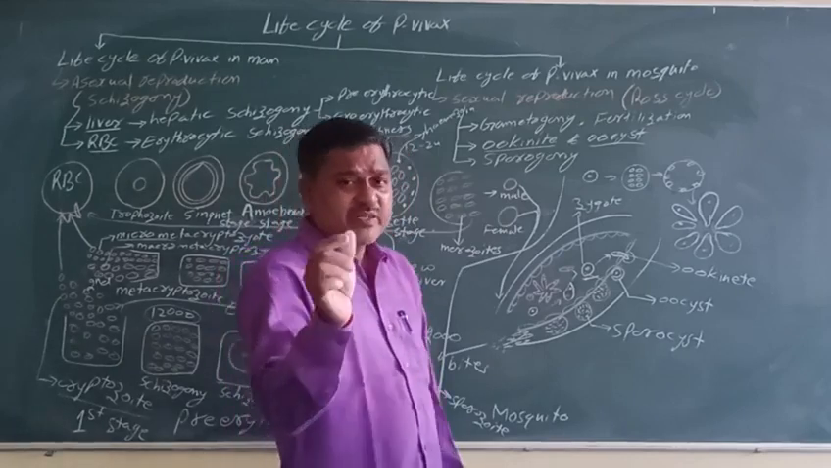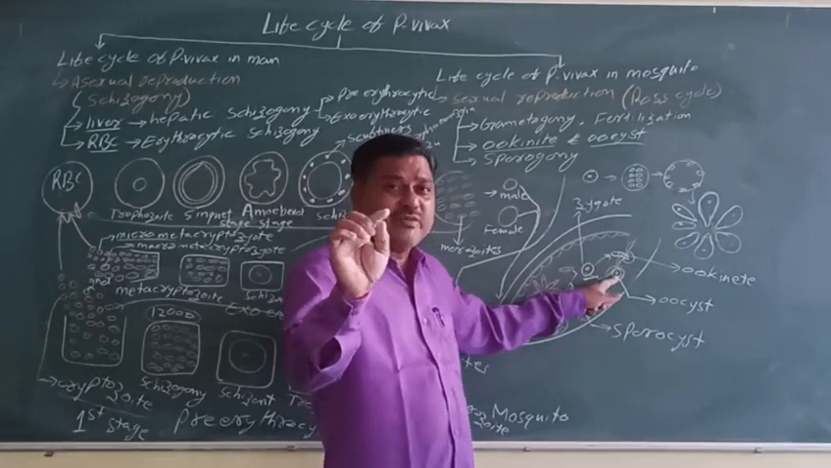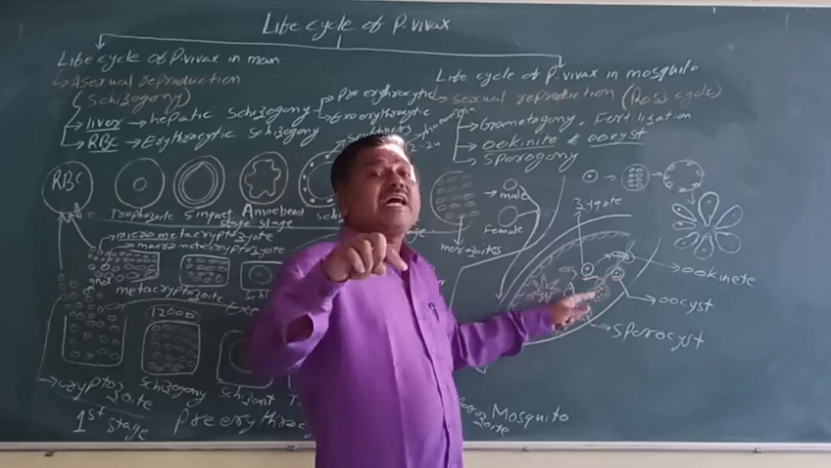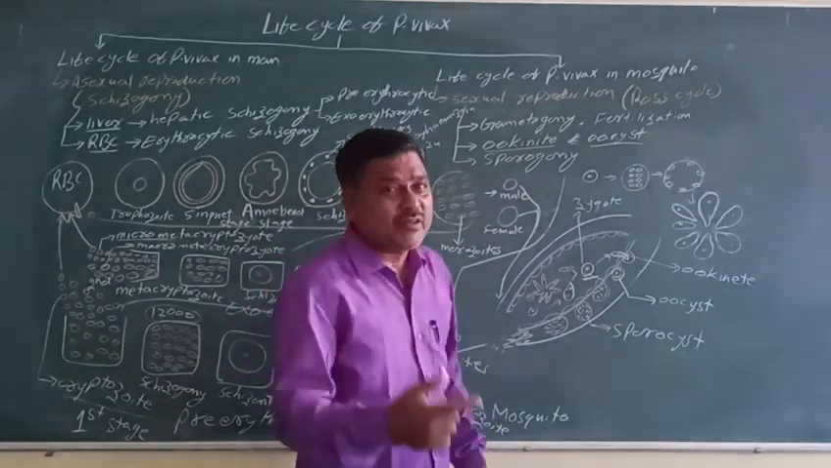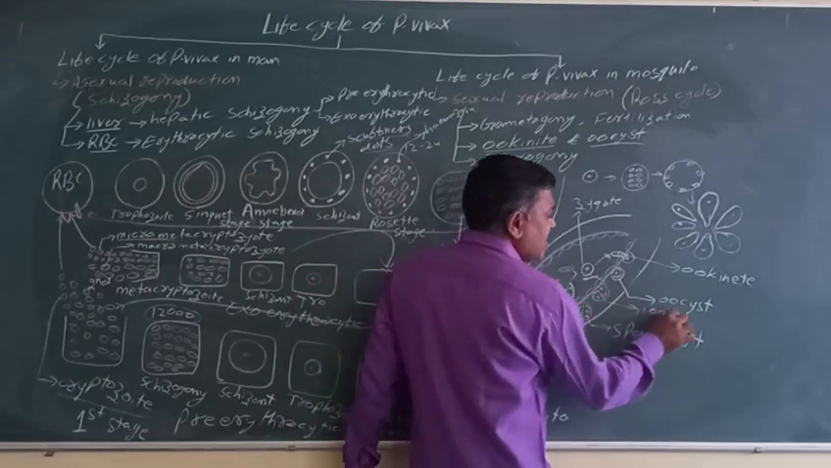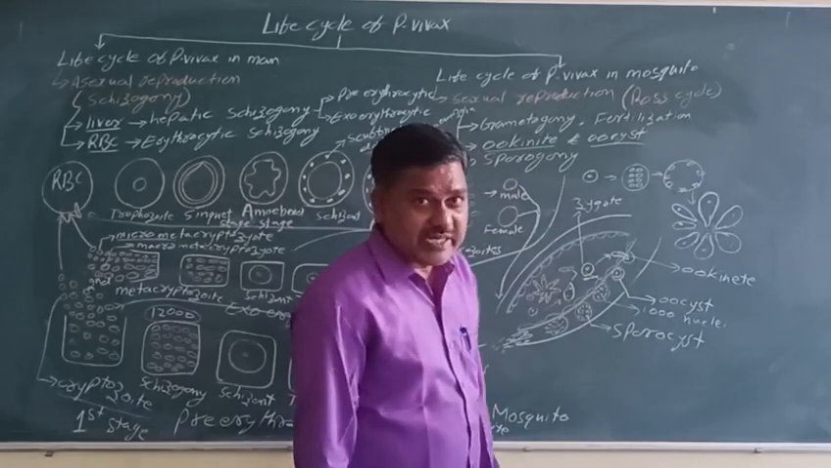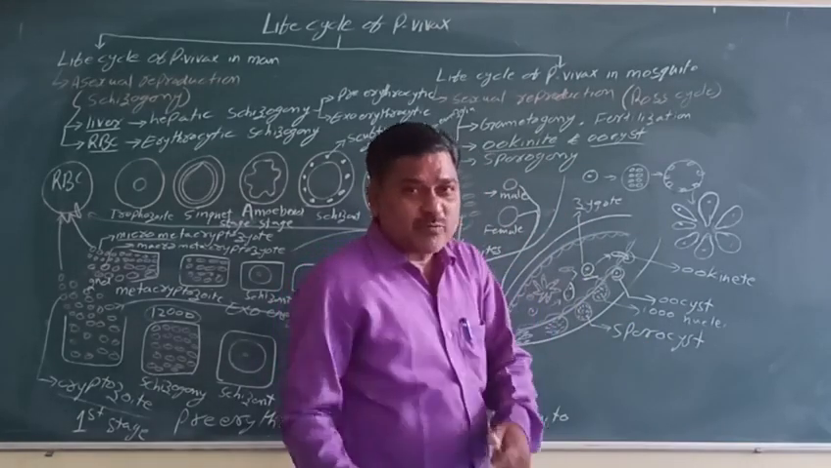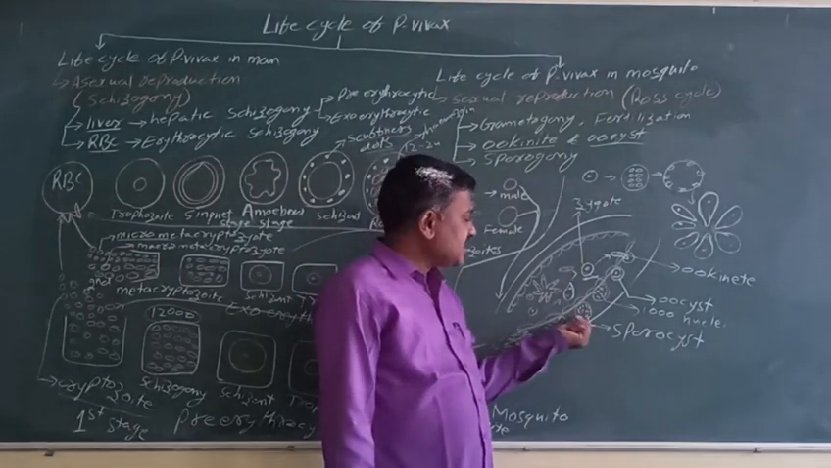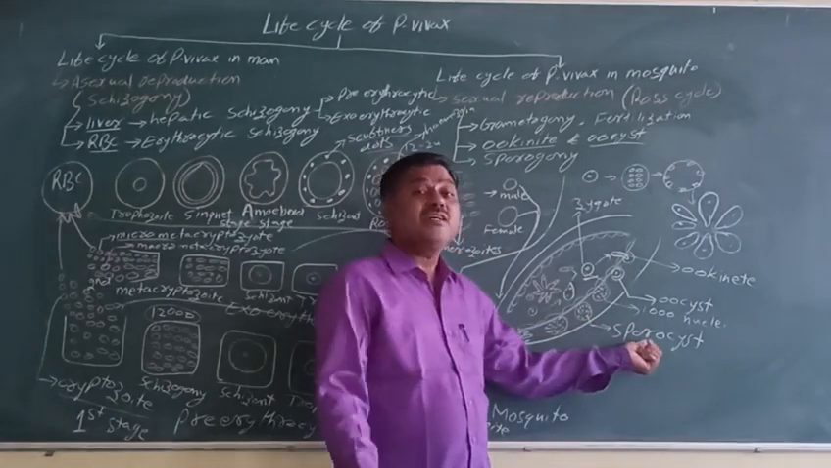When the cyst makes attachment to the basement membrane, it goes for reductional division, meiosis. Later on it goes for continuous mitotic division. There is a formation of thousands of nuclei. Again they are covered with cytoplasm and there is a formation of a number of cells, and these cells are present inside the cyst. That's why it is called a sporocyst.